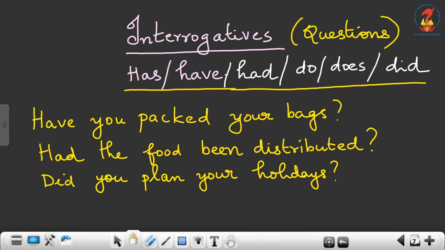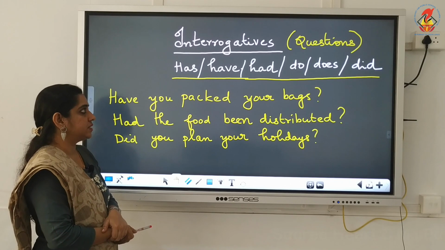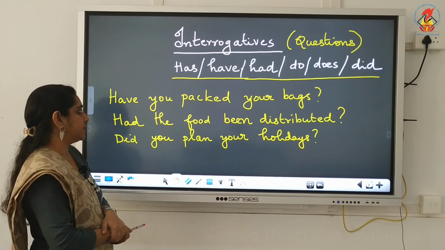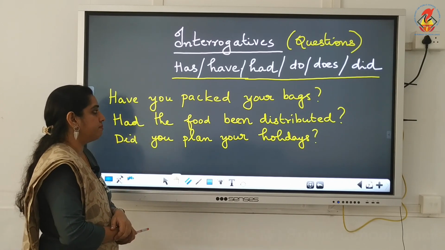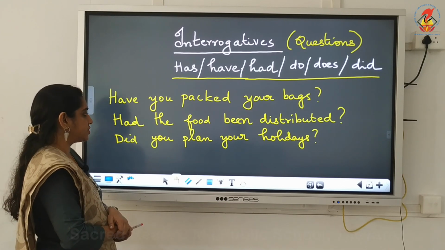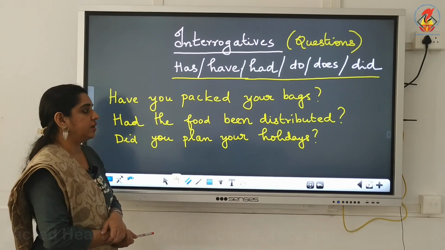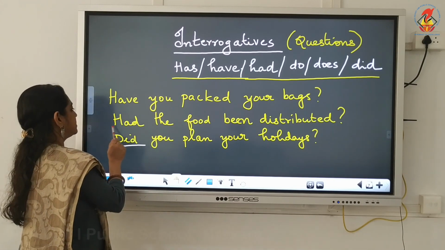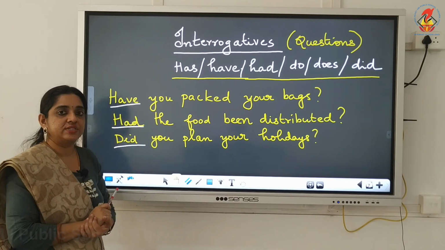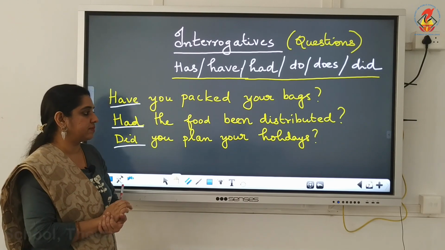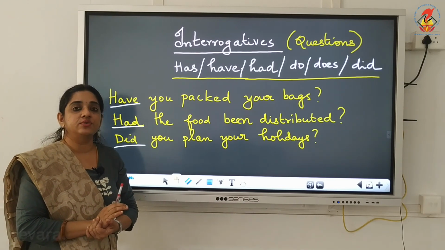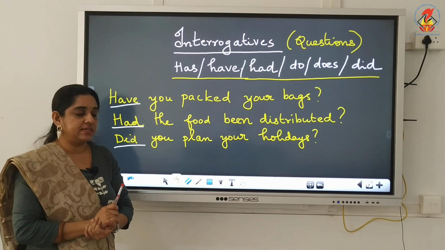Now, interrogatives for making questions with has, have, had, do, does and did. You see here, you can make questions using all these verbs, have verbs, then do verbs also. Have you packed your bags? Had the food been distributed? Did you plan your holidays? Like that you can use these verbs to make questions also. Okay, so these are some of the basic things that you have to take care of before studying the topic tenses.